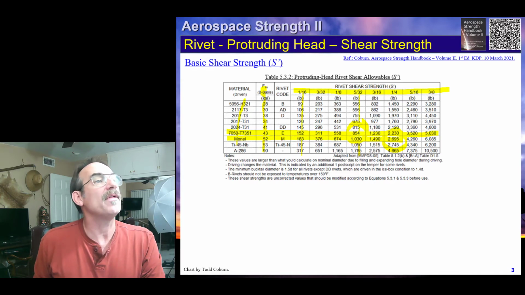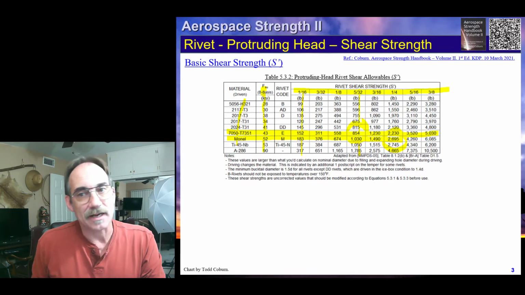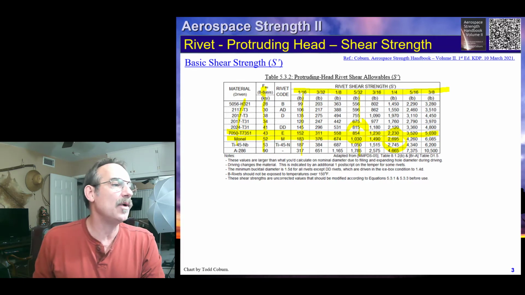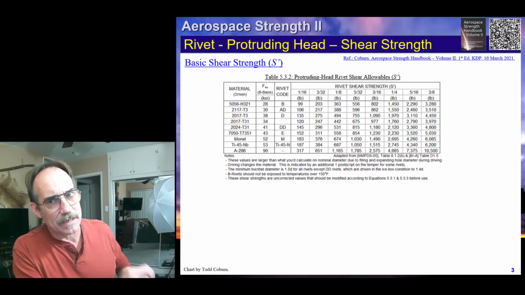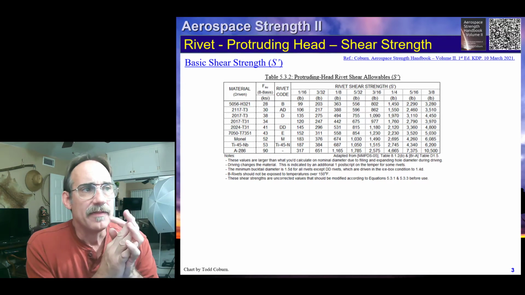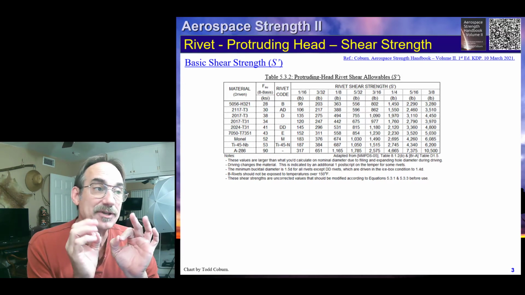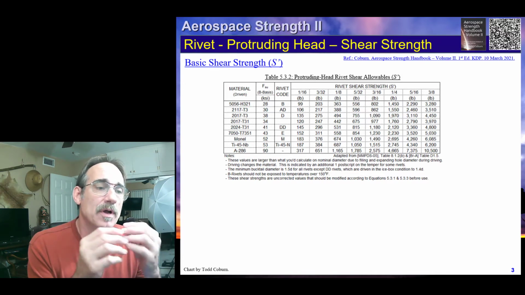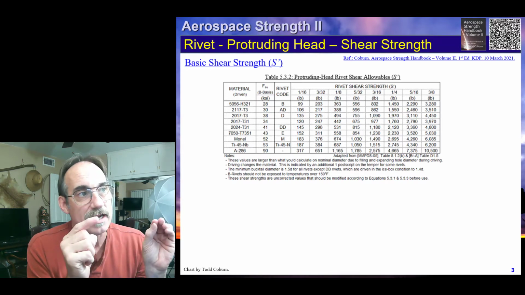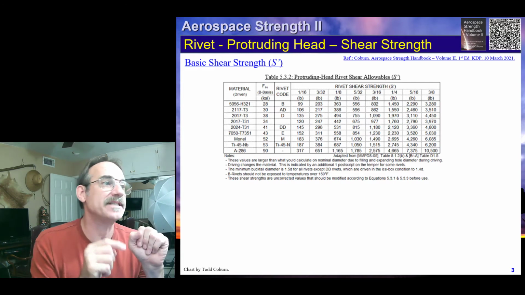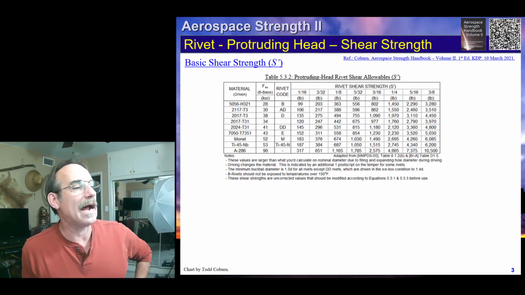Now, we're going to call this the basic shear strength, and we're going to denote it with an S prime. This is not standard nomenclature. I haven't seen anybody put a prime on rivet strengths, but it's to remind us that actually MMPDS requires us to correct this value or adjust it based on the sheet thicknesses. So we'll start here. We'll get our S prime value from this table, carefully checking what our material is and our diameter.